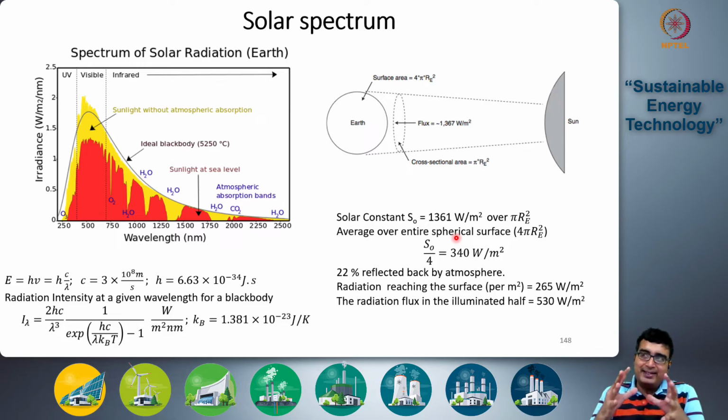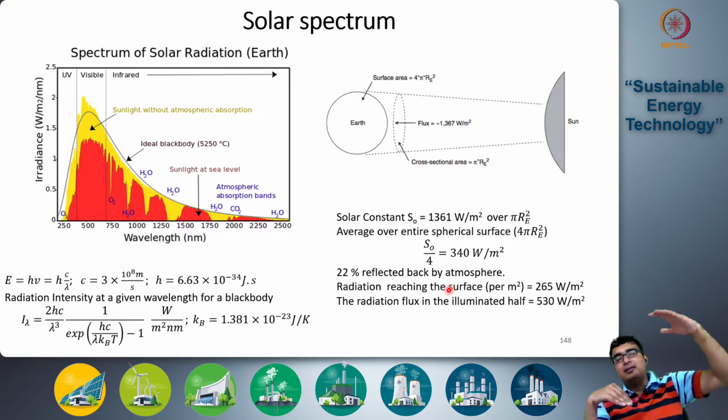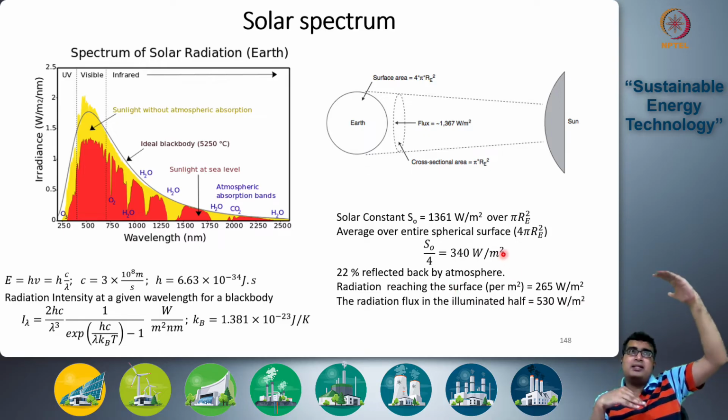Now this entire energy is not available on the surface of the Earth. About 22% is reflected back by the atmosphere to space. So this 340 watts per meter square is coming on the top of the atmosphere.